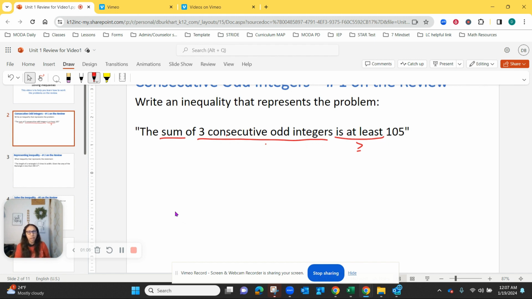So there are three consecutive odd integers. When we're talking about odd numbers, they are always two apart. So let's call the first odd x. Since they are two apart, meaning you're adding 2 to the first one, the second odd would be x plus 2. And then your third odd would be x plus 4. So those are our expressions for the three consecutive odd integers.